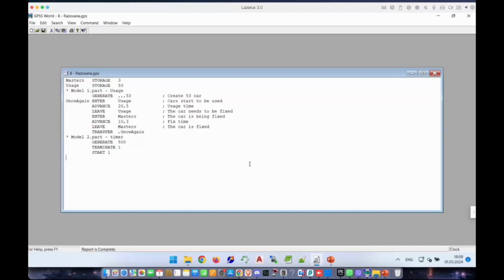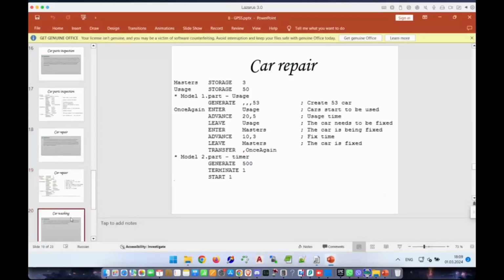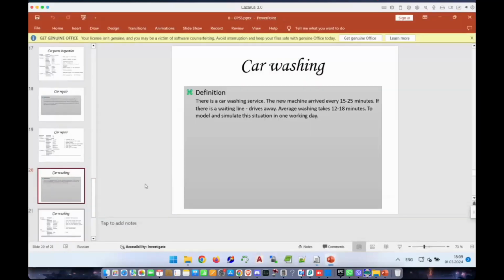Okay, great. So let's go for the next examples then. The car washing. And guys, that will be on you. So you will have to provide your solutions for this. There's the car washing service, and it's known that a new car arrives every 15 to 25 minutes.